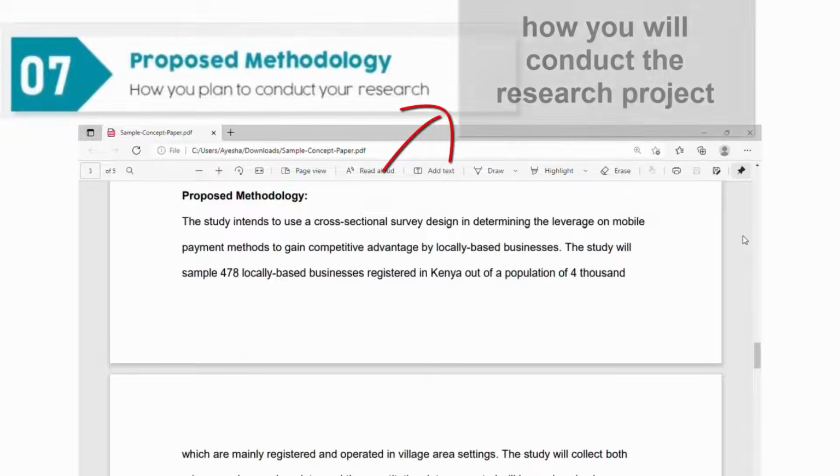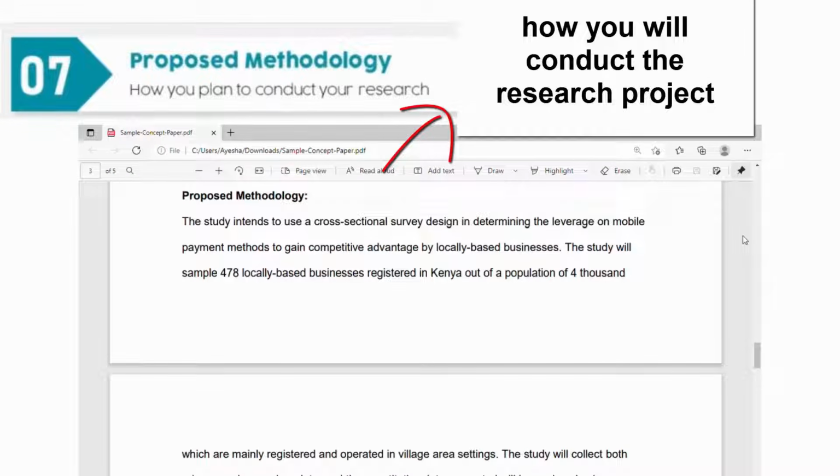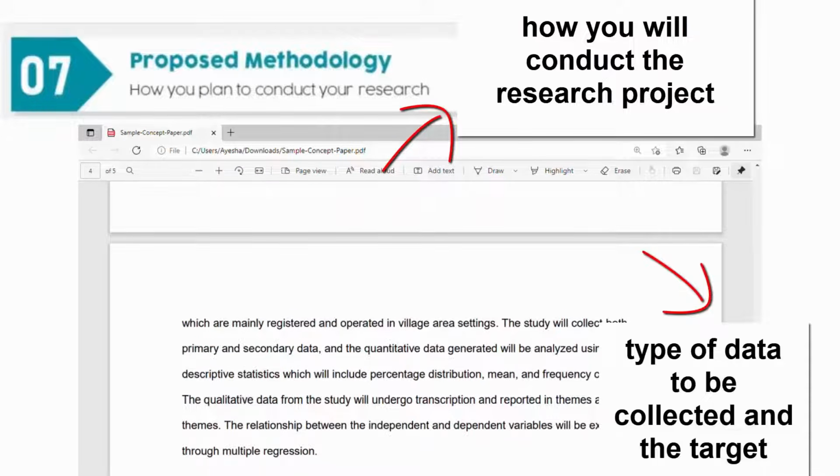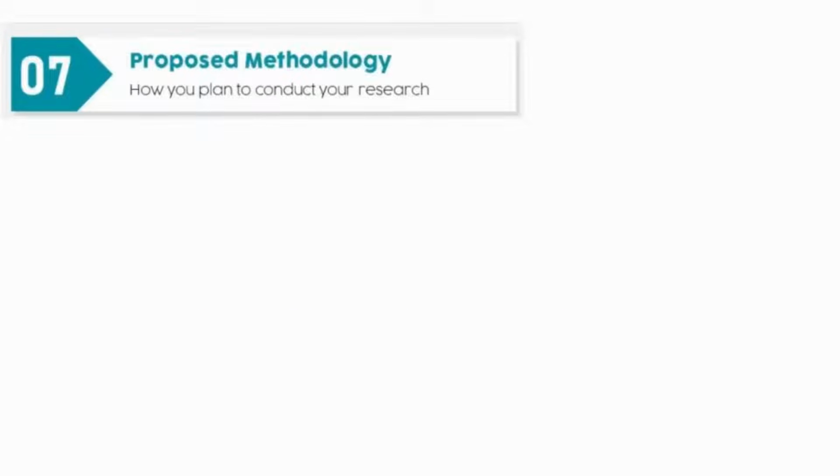7. Proposed methodology. In this section, you should be able to guide the reader through the process of how you will conduct the research project. Make sure to state the purpose for each step of the process, as well as the type of data to be collected and the target population.